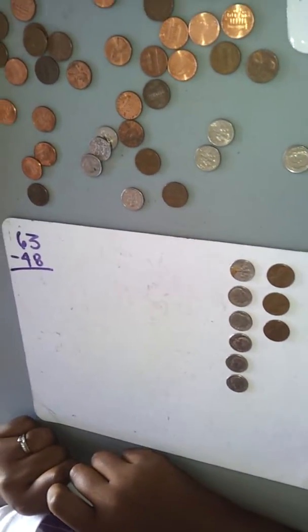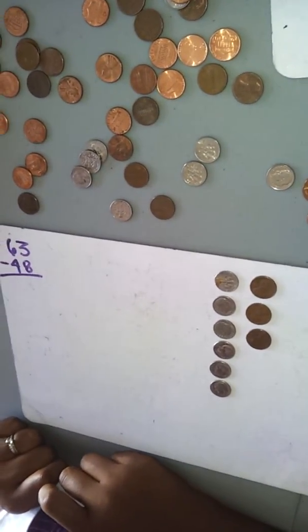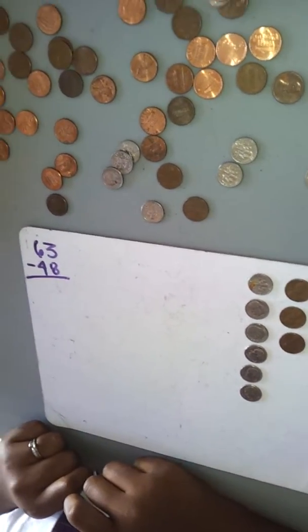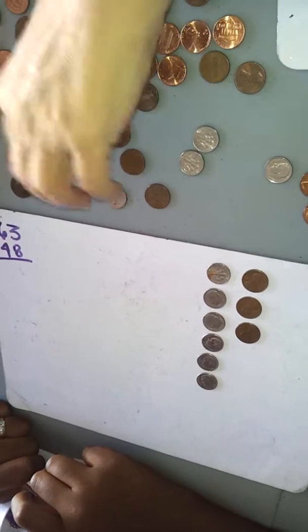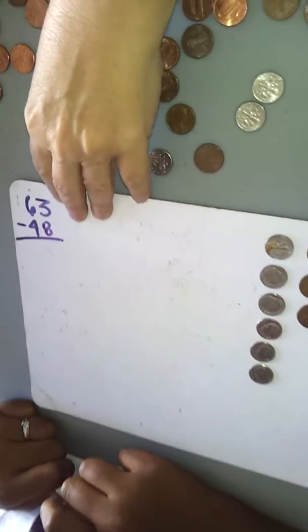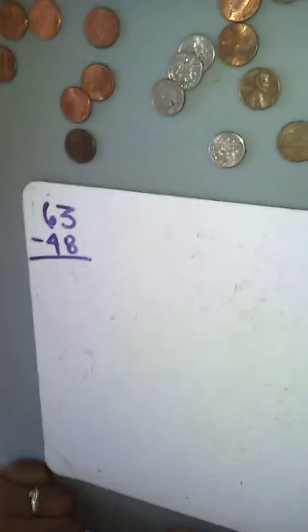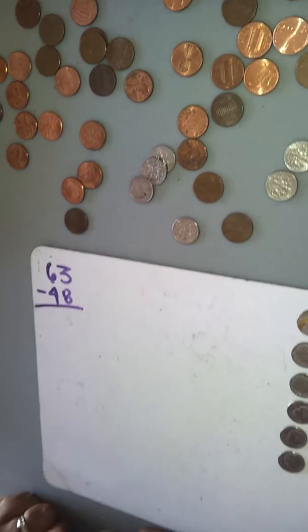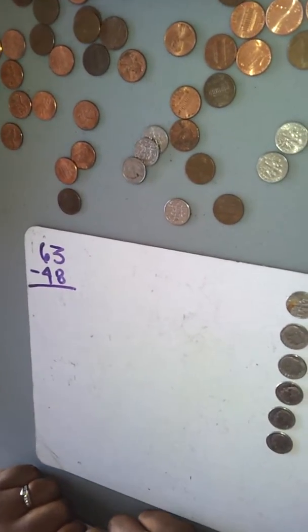I don't have enough. What's the first thing you're going to do? Take away what? 48. Well, where do we start? Where do we start? Ones. Okay. I don't have enough. You don't have enough what? Ones. I can't take away 8. I only have 3. So what are you going to do? I don't know.